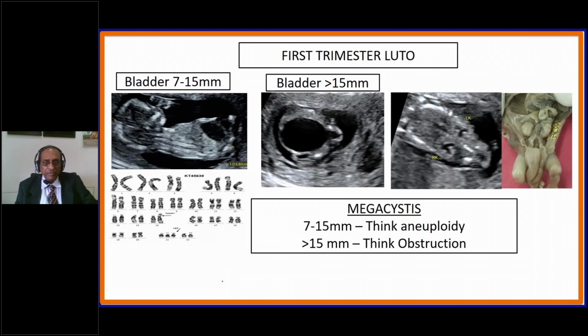Now, in the first trimester, we can suspect urinary tract obstruction when the bladder diameter is more than 15 millimeters. In the first trimester, a distended bladder is usually called a megacystis, and if it is between 7 to 15 millimeters, we first think of aneuploidy, so do a karyotype, and if it's more than 15 millimeters, we think of obstruction.